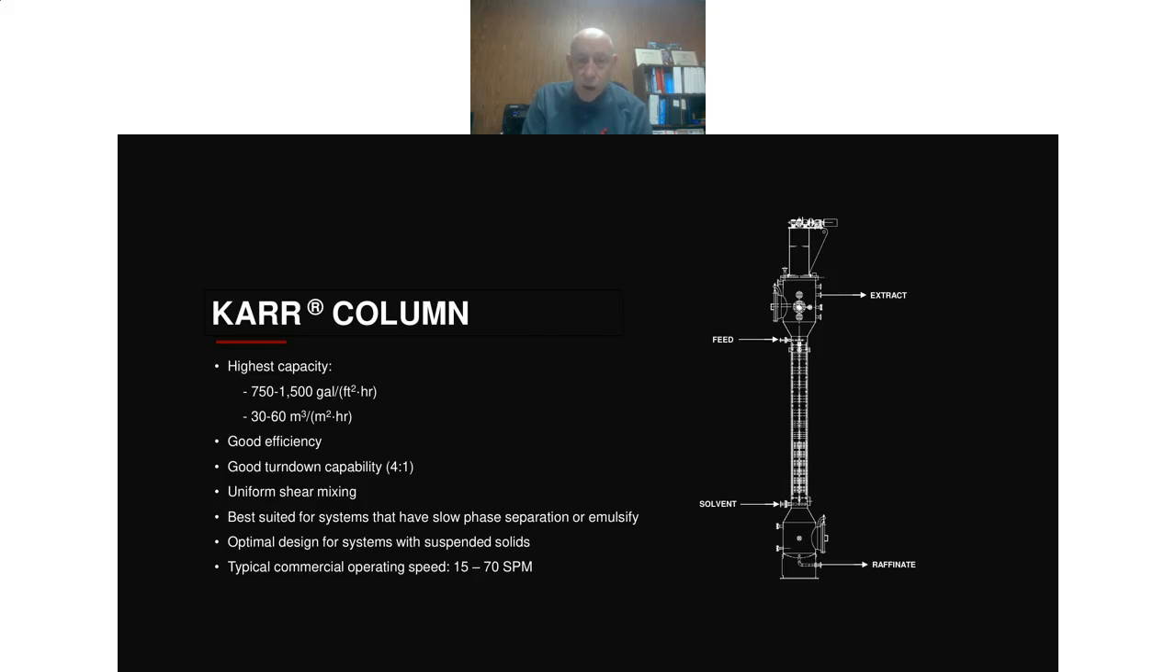It also has good turn down, and it also can handle solids. We've put up to a 40% slurry through a Karr column, and that's because this whole plate stack is moving. Well, I'll show you what that looks like in a second. And that's why the solids have nowhere to build up inside the column.